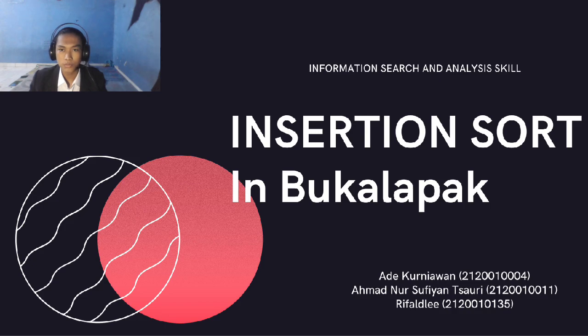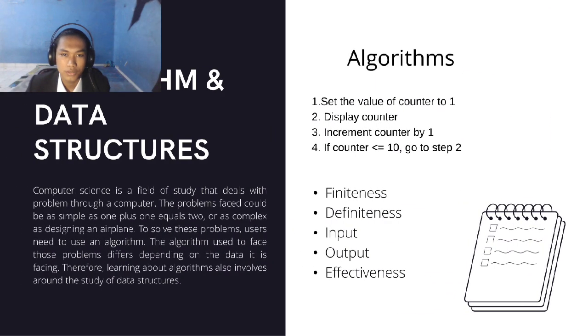Here our group will explain our ISAS entitled Insertion Sort in Bukalapak. First of all, I will explain the algorithm. First, set the value of the counter to 1. Second, display the counter. Third, increment counter by 1. Fourth, if counter is less than or equal to 10, go to step 2.